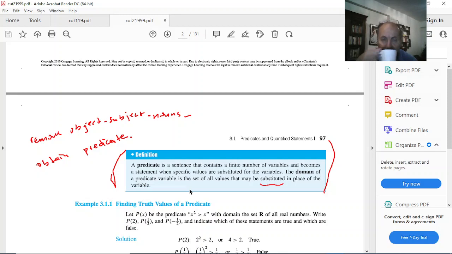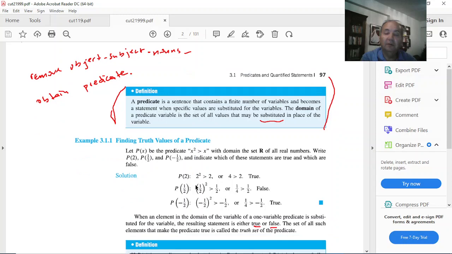The domain of the predicate variable is the set of all values that might be substituted in place of the variable. This is a careful replacement and substitution process. Whatever the domain has, however many discrete values, every one of them should be checked precisely, and we have to take care of the true and false statements.